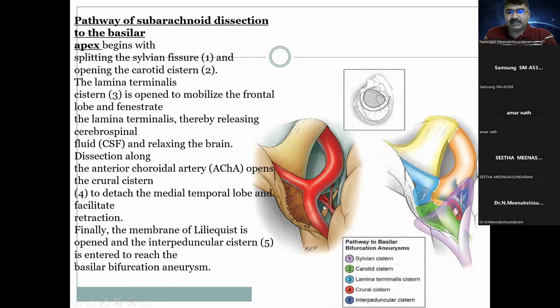The Sylvian cistern will be approached for doing the Sylvian split. Then the carotid cistern has to be opened to expose the ICA bifurcation. Then the lamina terminalis cistern, which is here: once you retract the frontal lobe somewhat, we will reach the lamina terminalis cistern to let out the CSF and for the approaches to the anterior communicating artery. This is very, very important. Once this anatomy is dissected, you can get through here and approach the crural cisterns and the interpeduncular cisterns.